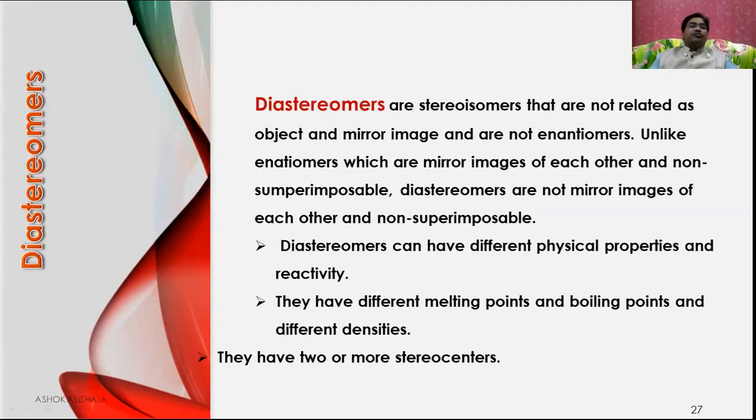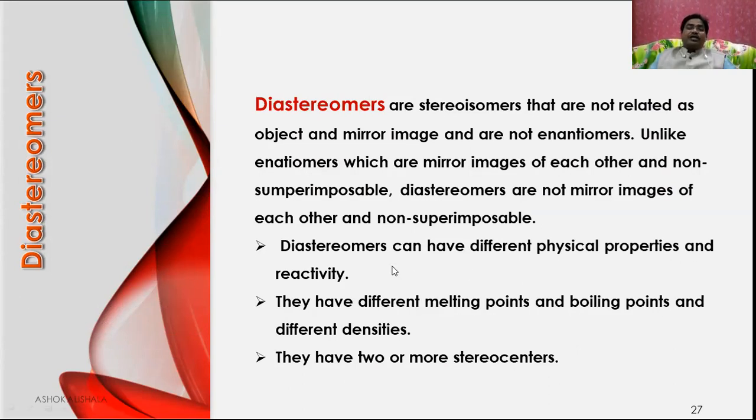Diastereomers are stereoisomers that are not related as object and mirror image, and are not enantiomers. Unlike enantiomers, which are mirror images of each other and non-superimposable, diastereomers are not mirror images of each other and are non-superimposable. They are non-mirror images and non-superimposable.